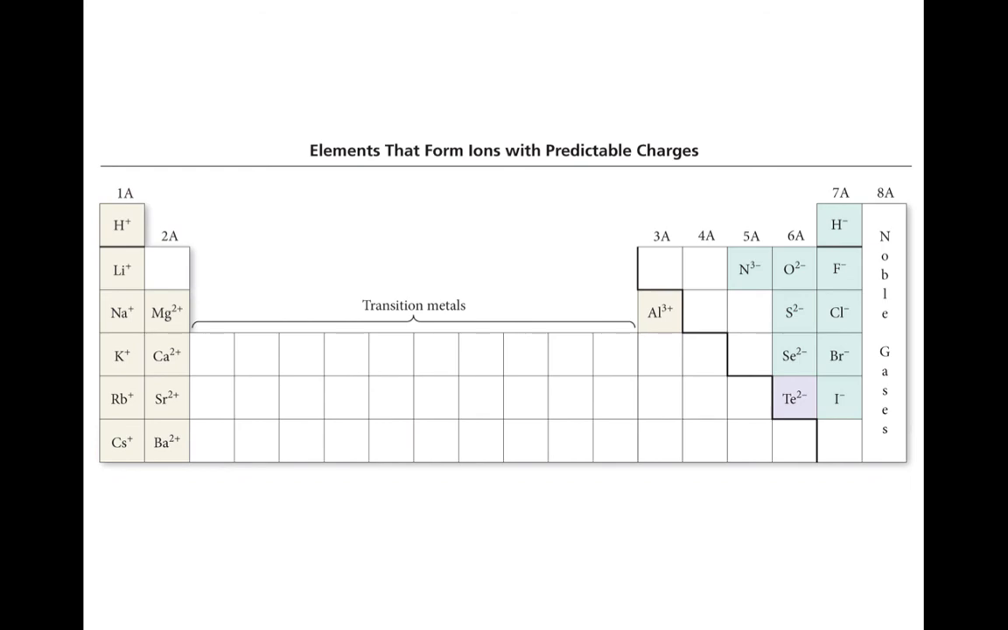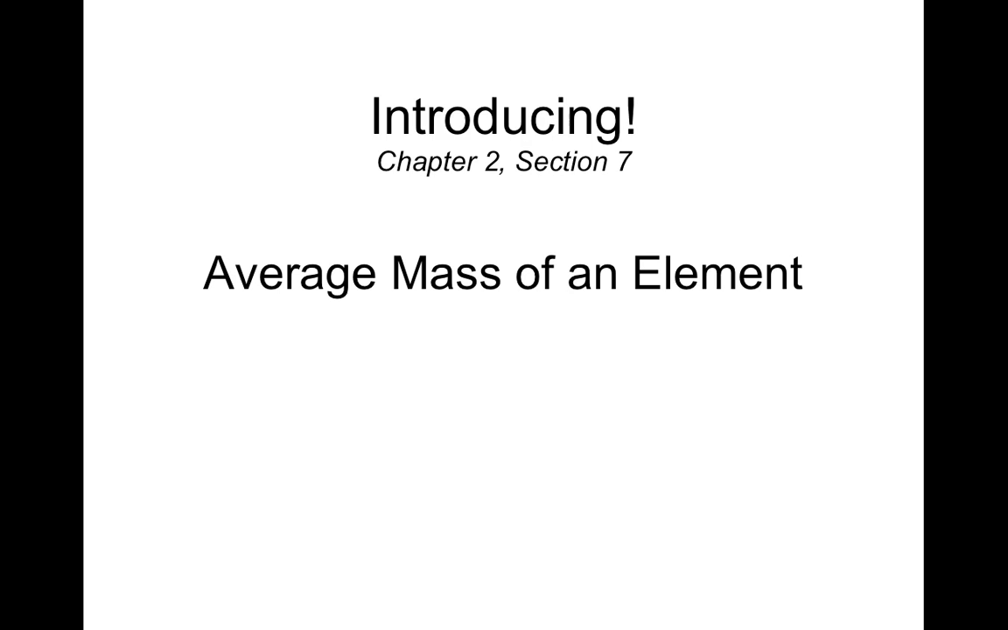Let me look back at the worksheet. A main group metal tends to lose electrons. We got that. A main group nonmetal tends to gain electrons. We got that. And predict the charge of the monatomic ion formed by oxygen. I'm not going to tell you what it is, but I'm hoping that from what we described earlier, that would be something that you get.